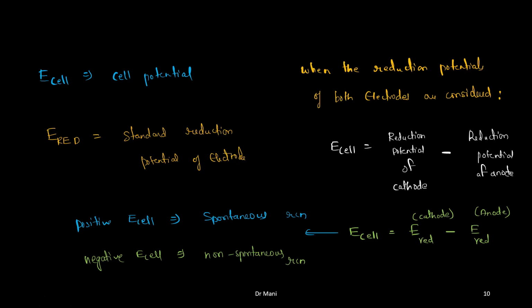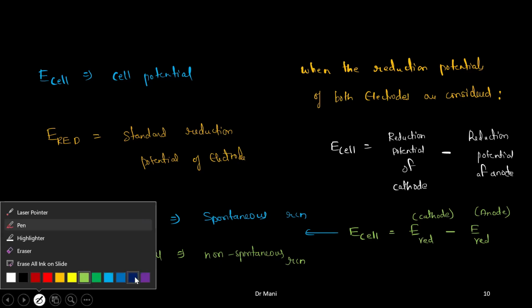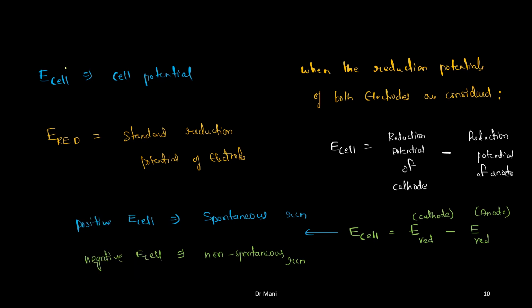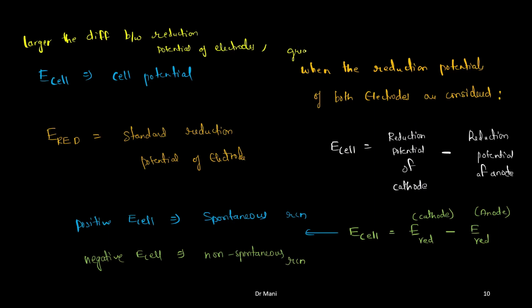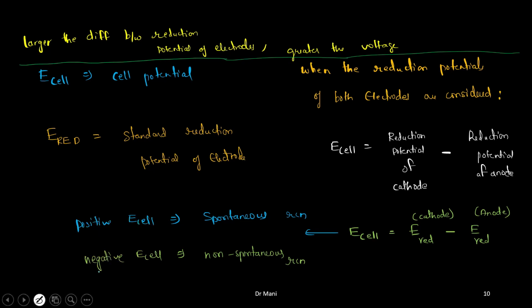Understood this? So write down this, just one more thing. Larger the difference between reduction potentials of the electrodes, greater the voltage. Clear? Any doubts? No, sir.